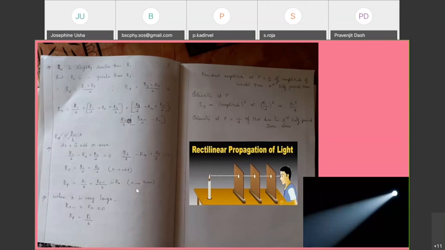Similarly, if the order of the zone is even, that is n is even, by considering the first half period zone, in both cases you will get the first half period zone. So R1 divided by 2 plus Rn minus 1 by 2 minus Rn. So this is the condition for even half period zones, right?